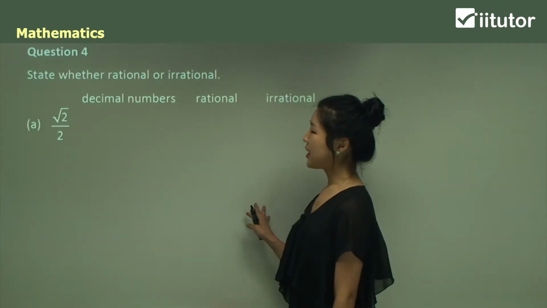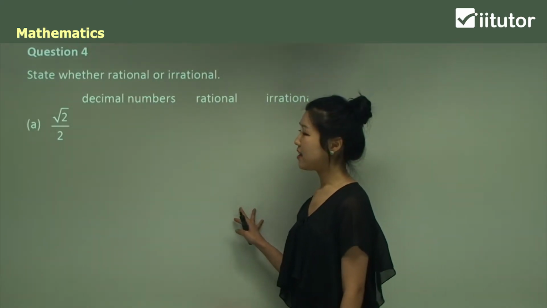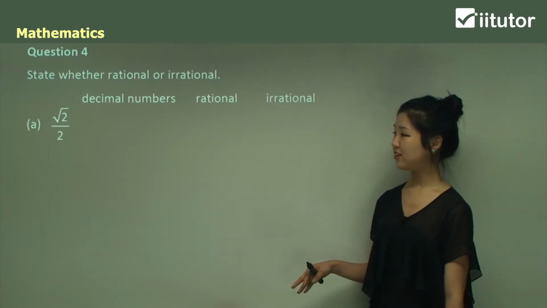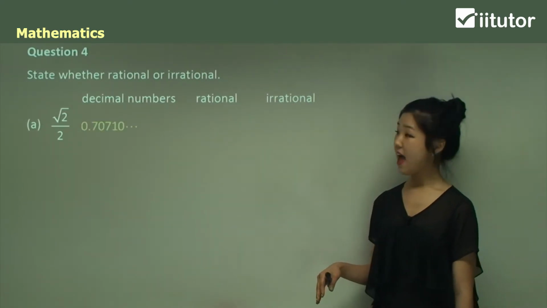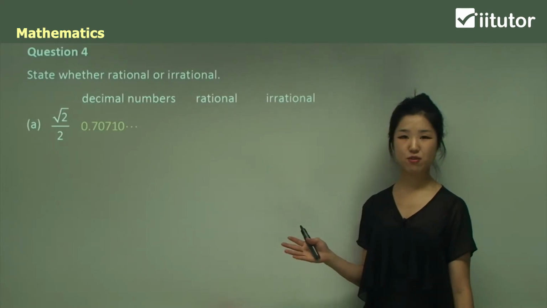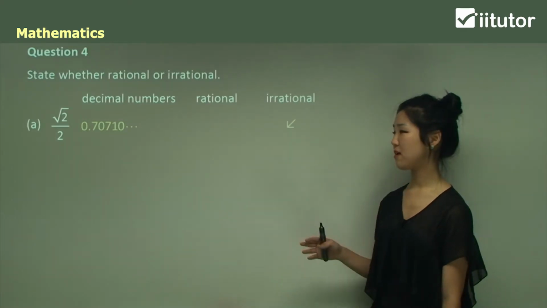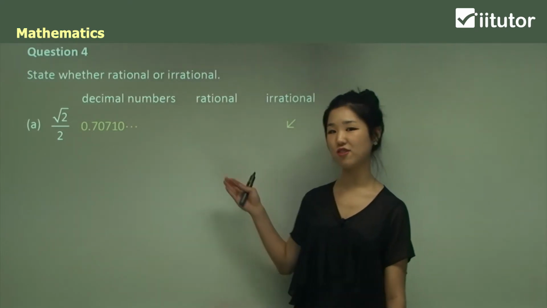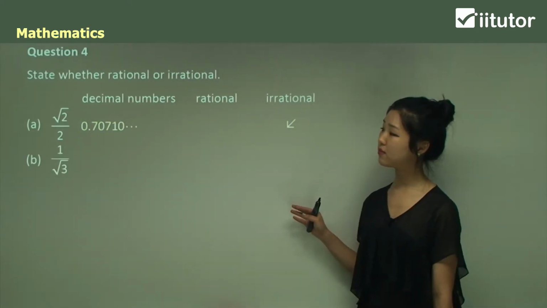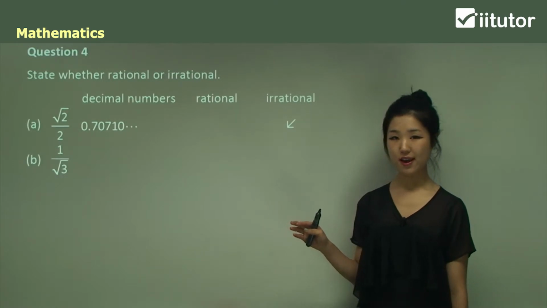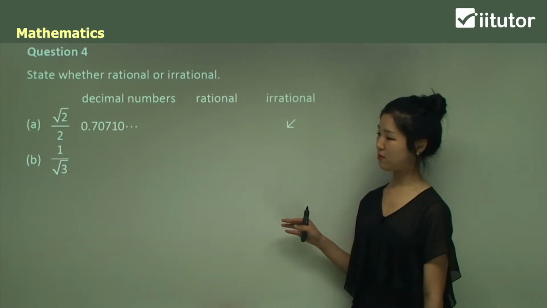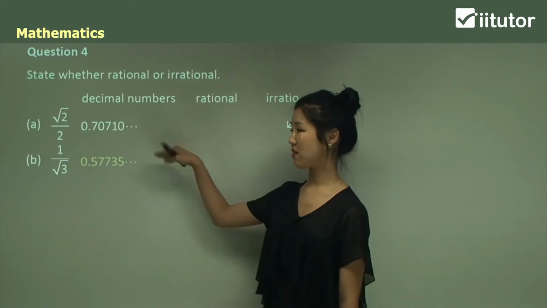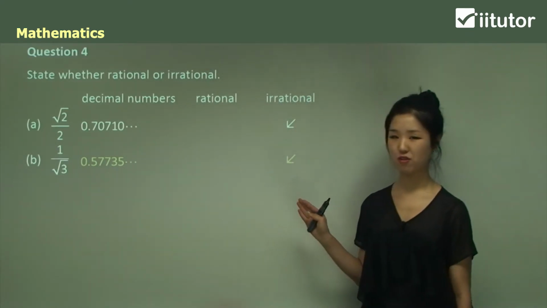Question 4, state whether rational or irrational again. Now, root 2 over 2, guys, again, calculate that in your calculator. You should get something like this. And guys, tell me, is it rational or irrational? It must be irrational. It goes on infinitely after the decimal point. Okay, we can't change that into a fraction. 1 over root 3, again, calculate that and change it to a decimal number. That's what you should get. Again, it's a very similar one, must be irrational, okay?